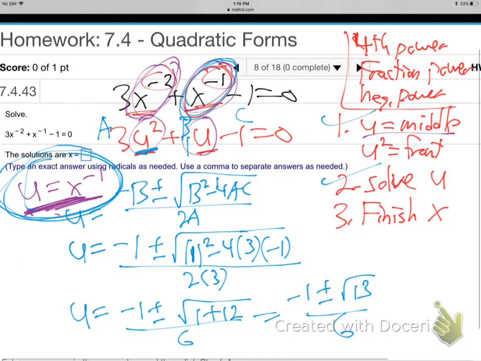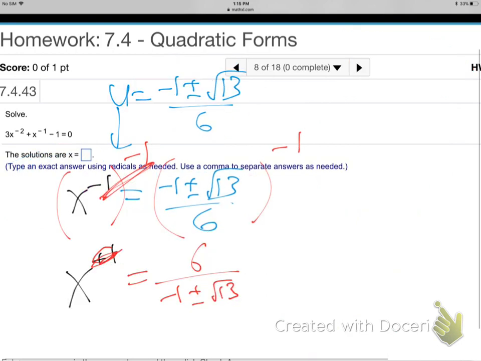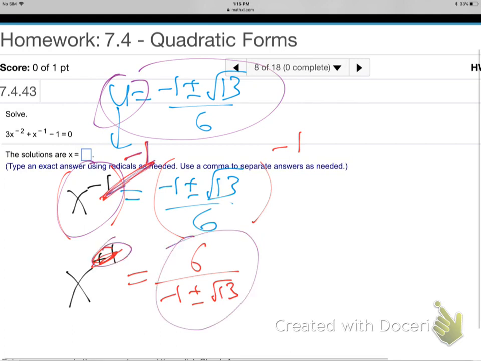So let me just recap that real quick. So everybody see what happens. One more time. You got negative powers or fourth powers or fraction powers. You let u be the middle. U squared's the front. Solve for u right here. And then once you got u, you go back to what was u? It was the middle. It was x to the minus 1. And then you got to turn that into normal x, which means negative 1 power, because two negatives make positive 1. And that flips the right side, and we're done.